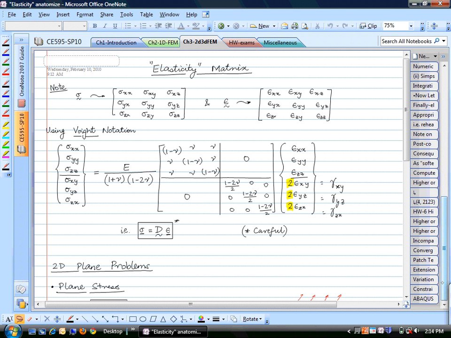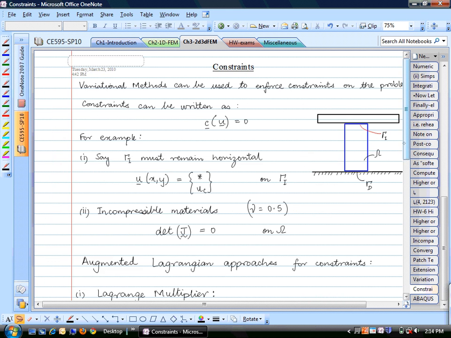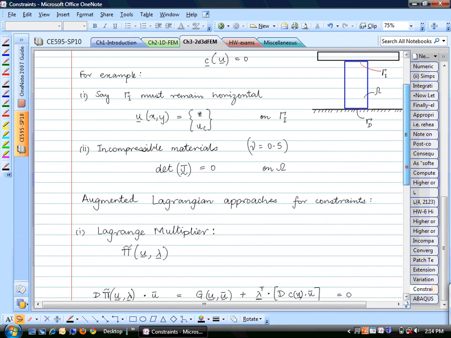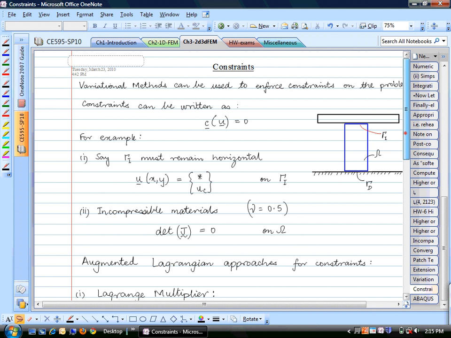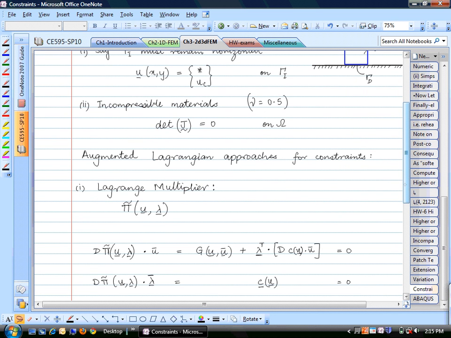So for those types of problems where you have these constraints, you try to develop what are called augmented Lagrangian approaches for these constraints. So the idea is that there is some potential energy function, and you add a constraint to that potential energy function, and then minimize it. So let's take a look at how that works.